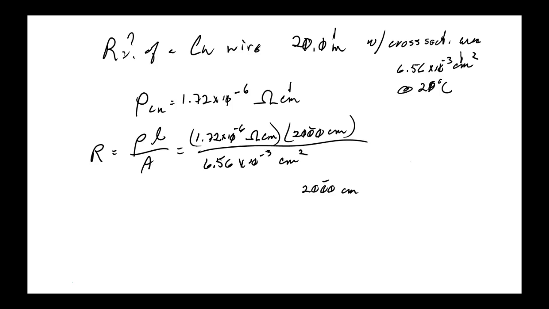Now, if you got your calculators, pull them out. While you're pulling them out, notice here we have centimeters times centimeters. That would be centimeters squared. Here's centimeters squared. So your centimeters do disappear, and you're left strictly with ohms. So 1.72 EE or EXP negative 6 times 2,000 divided by 6.56 EE or EXP negative 3. And what does that give you?